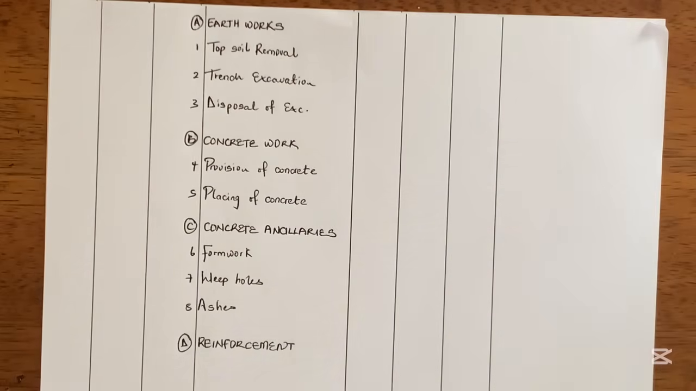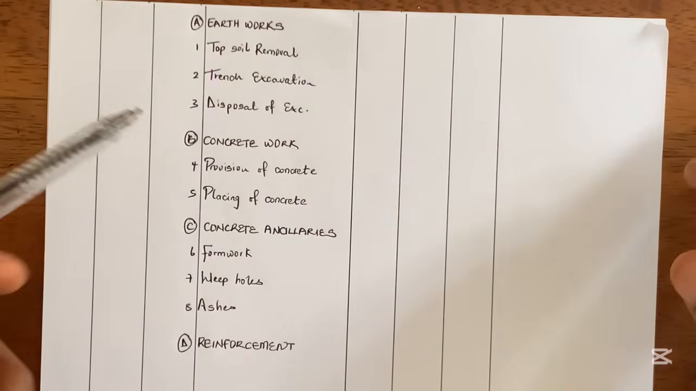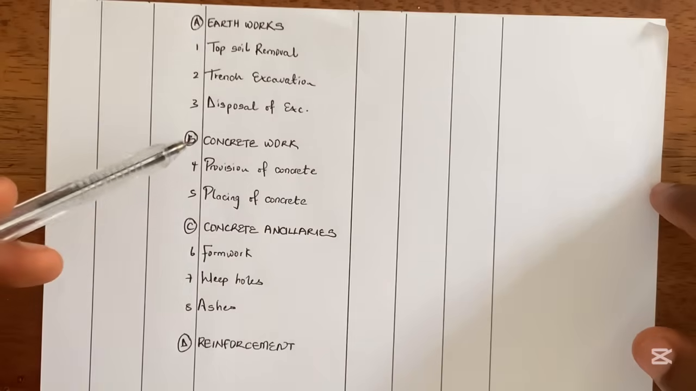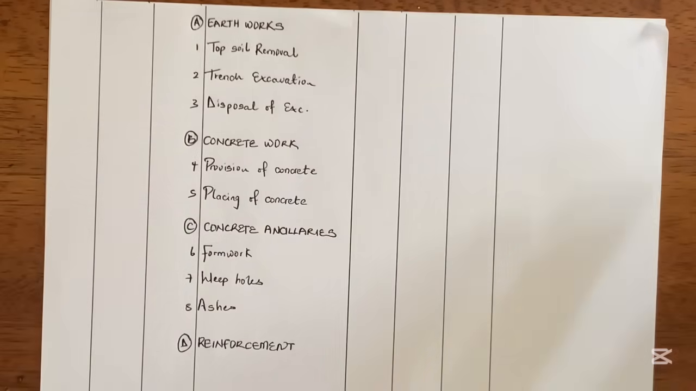What do you mean by concrete ancillaries? That's the things that need to be put in place before you cast your concrete, and then reinforcement if need be. So in this series, we're going to be looking at 3: the earthworks, concrete works, and the concrete ancillaries. As for the reinforcement, it is still the same process that we've been treating before. If you want to get an idea on how to measure reinforcement, you can watch our previous videos where we treated how to measure reinforcement.